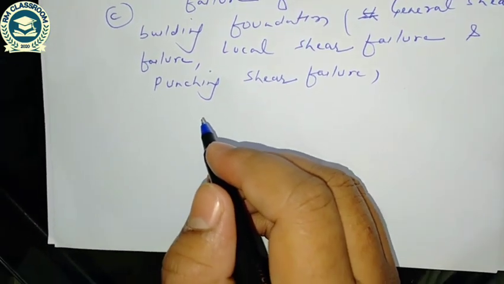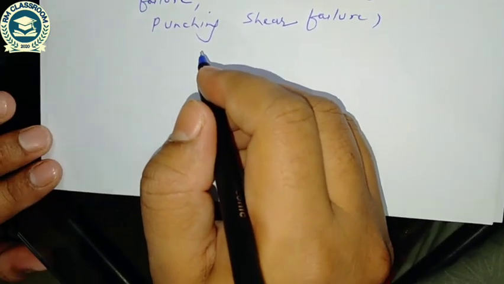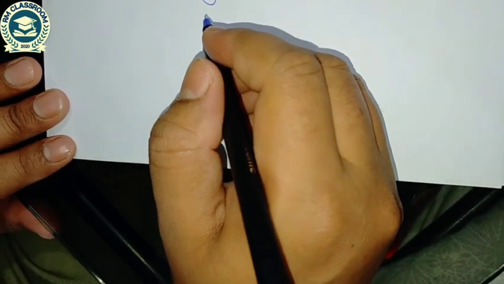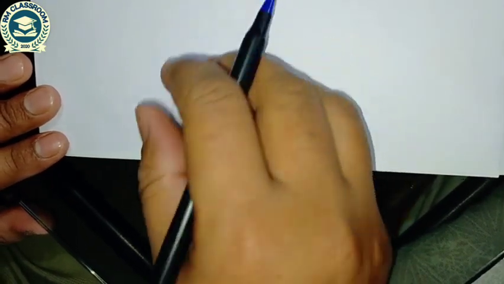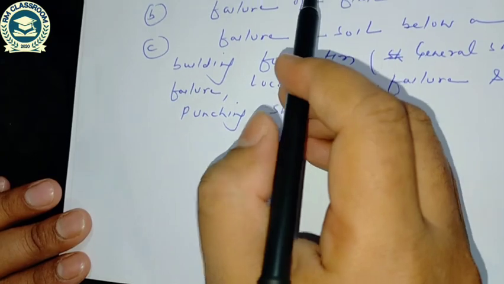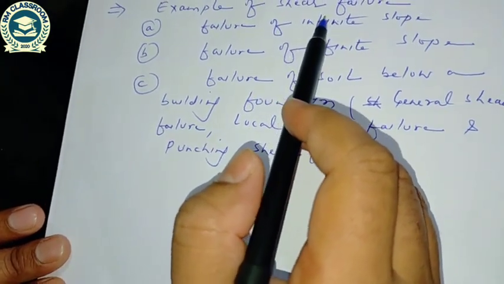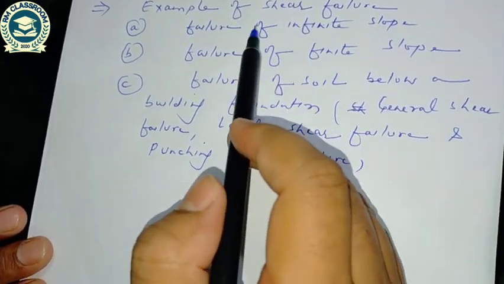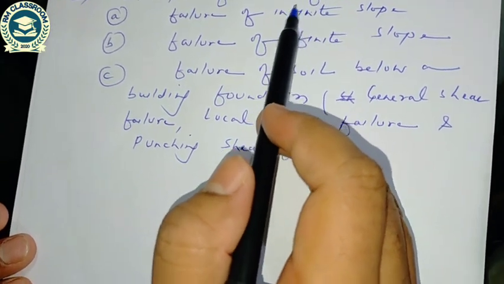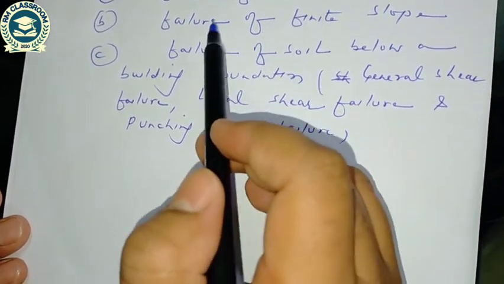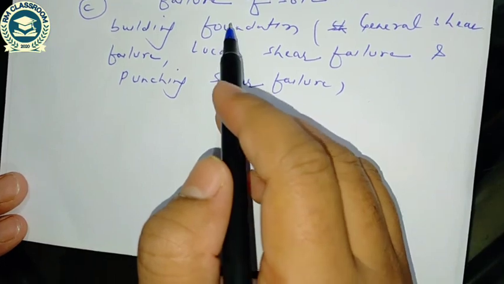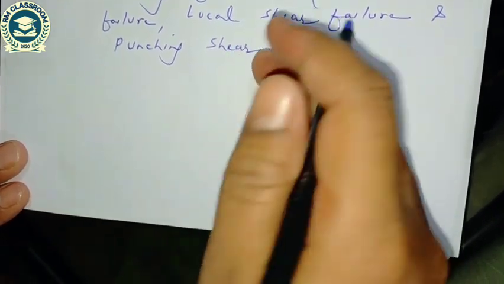So I have defined shear strength of soil. It is the resistance offered by the soil grains against shear deformation. If the soil does not have a sufficient amount of shear strength, then it will fail in shear, and shear failure can occur in the form of failure of infinite slope, failure of finite slope, and failure of soil below a building foundation.